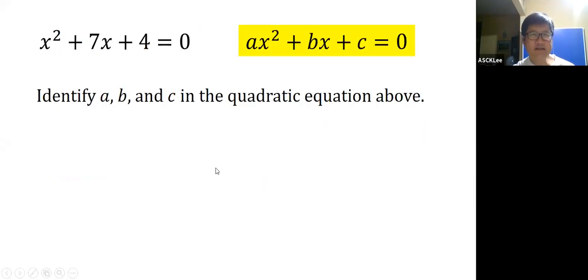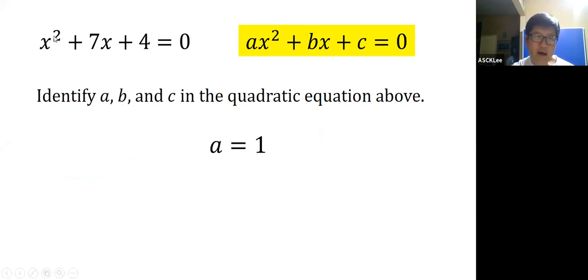So here, let's look at this quadratic equation in standard form. This is already in standard form. Let's identify A, B, and C in the quadratic equation above. So here you will see that it's very easy. A is 1.